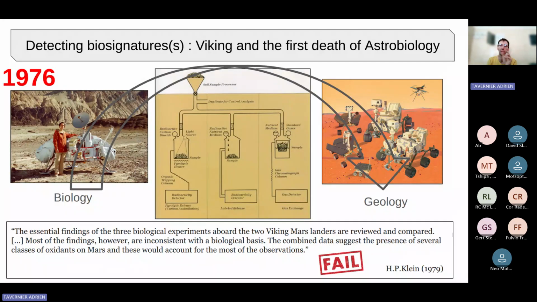So there were a lander and an orbiter. Here you have the orbiter with Carl Sagan. We'll speak about Carl Sagan at the end of this talk. And there were three main experiments, which are the pyrolytic release, label release, and gas exchange.